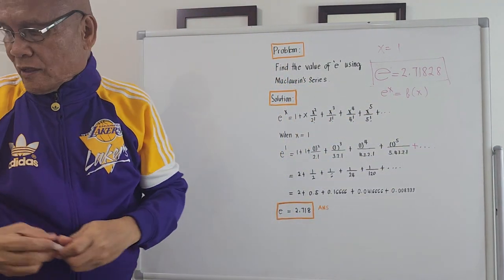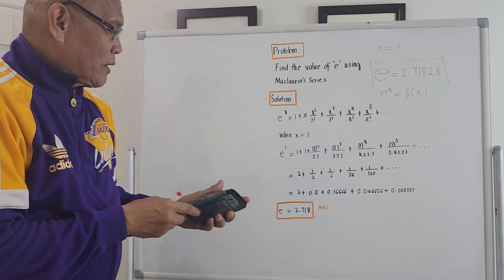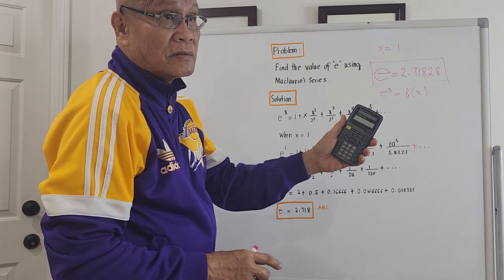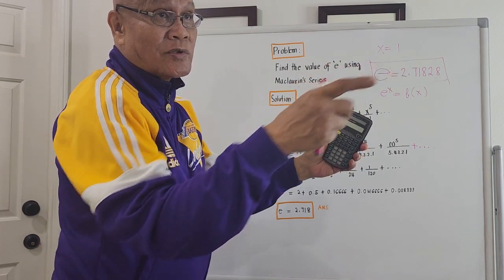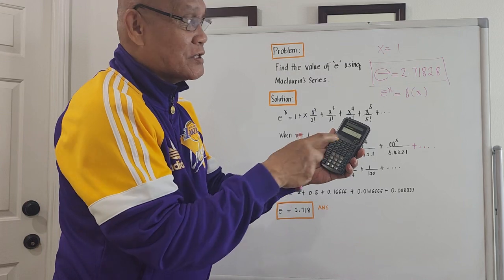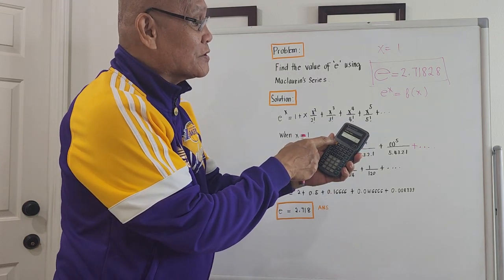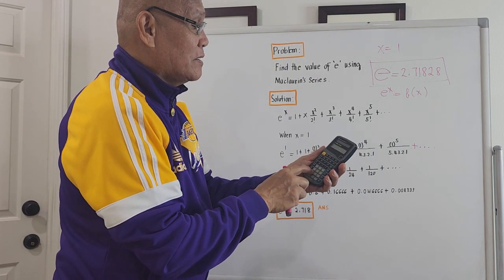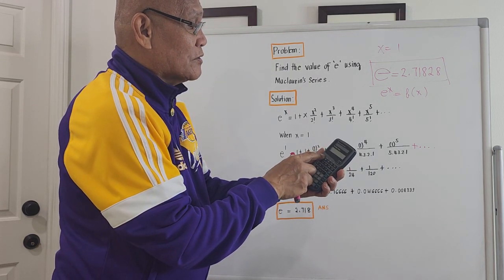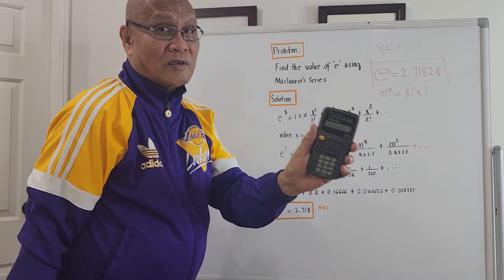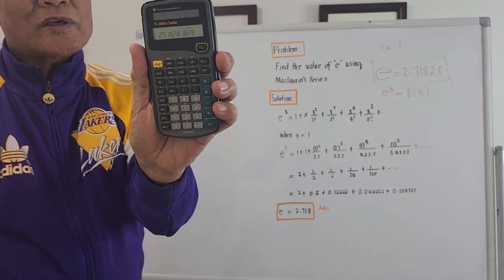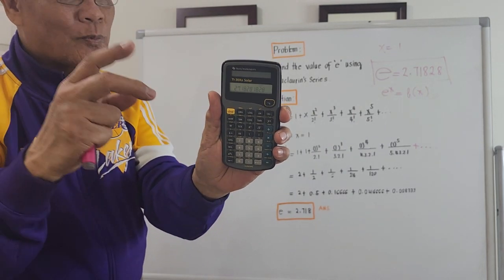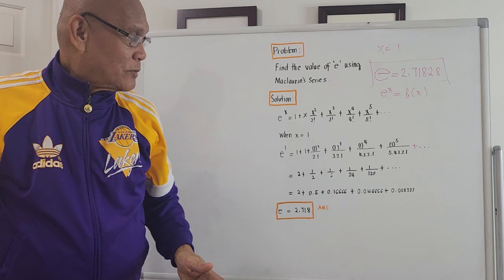And to check the validity of our answer, we will use the function e to the x on the calculator. The function e to the x is under the second function, so we press 1, then second function e to the x. The value is 2.71828, or approximately 2.718 up to 3 decimal places. The value of e, the base of the natural logarithm, is 2.718.